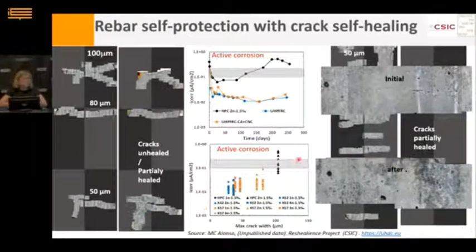But of course, with the expectation of using, for instance, self-healing agents that could seal these cracks, we can expect another protection measure that could be included that can extend the service life of our structure. And I think this is the end.